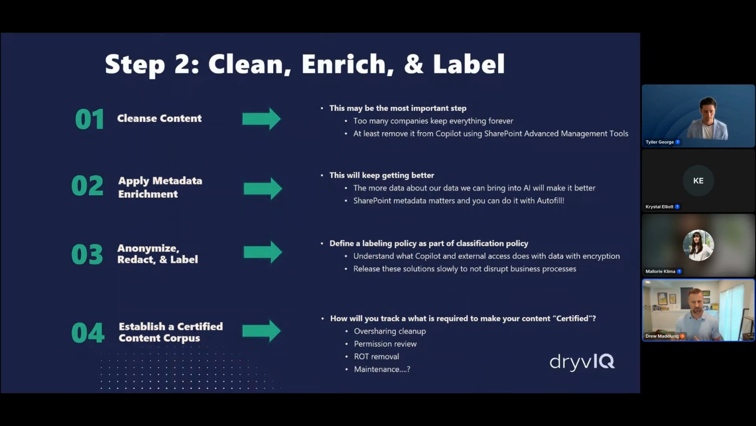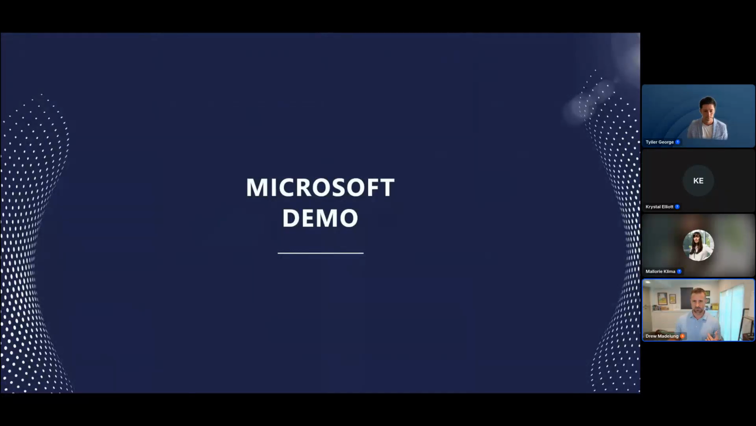So be aware of that, because as you establish your content corpus and you're thinking of what's certified here, it's like, what are the rules that make it certified, right? Have I done a cleanup? Have we done a permission review? Have we done a route removal? And how are we going to maintain that? As you get to that certified state, we'll talk in the next step of how you maintain that. So what I want to show you here is the impacts of this as it sits in Microsoft again.